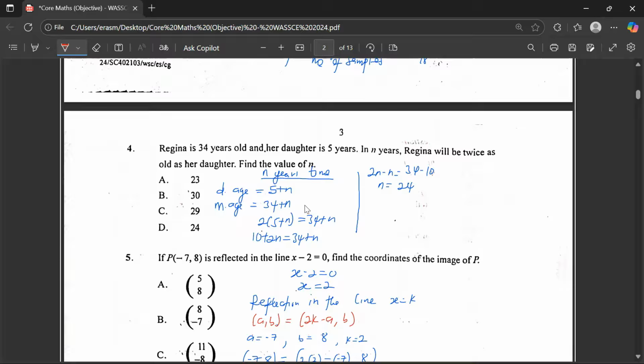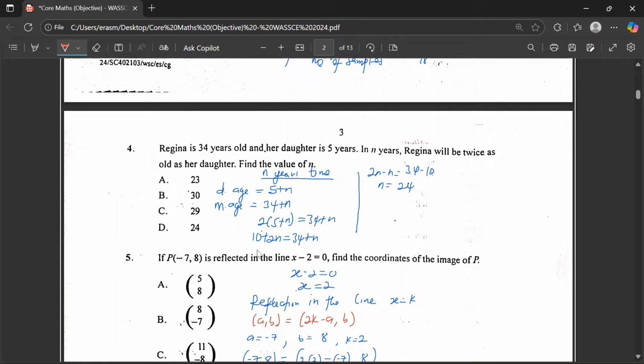Now the question says that in that n years' time, she'll be twice as old as her daughter. So it means that when we multiply her daughter's age times 2, that will be the same as the mother's age. So we are going to see 2 times the daughter's age in n years' time. That is 5 plus n. It's going to be the mother's age in n years' time. That is 34 plus n.